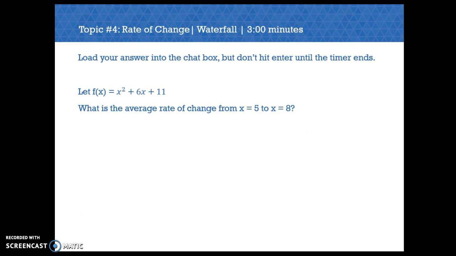Topic number 4, rate of change. We did this one, I believe it was 4.08 maybe, rate of change. So make sure you grab your notes to figure this one out. It says let f of x equal x squared plus 6x plus 11. What is the average rate of change from x equals 5 to x equals 8? Remember, you're going to use a formula for this. So look in your notes, find this lesson, pause the video and work out the problem, and play it again when you have your answer.